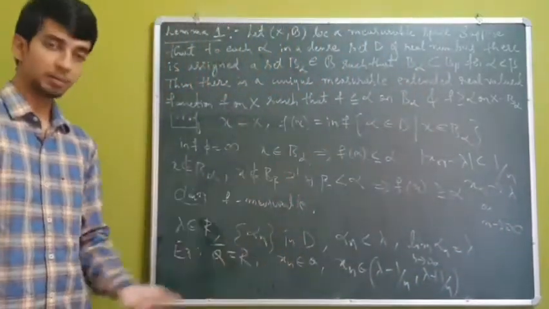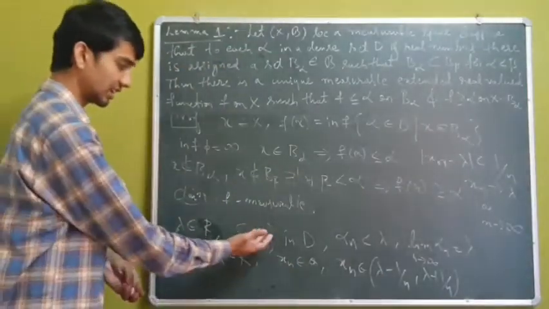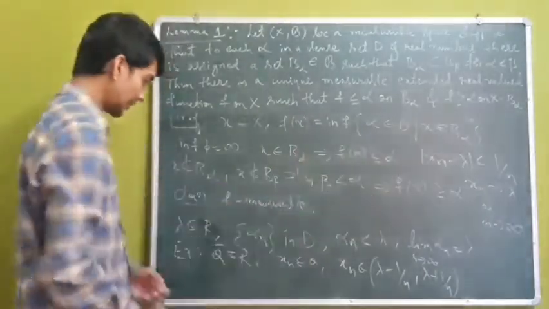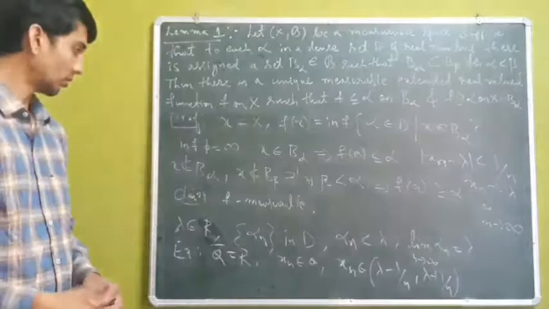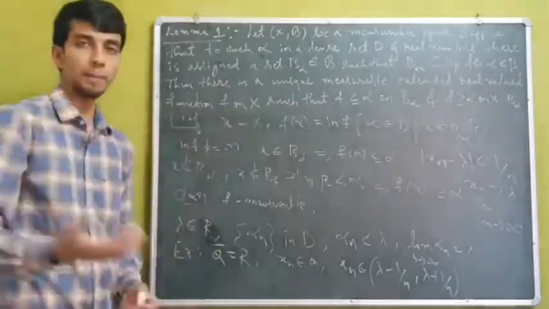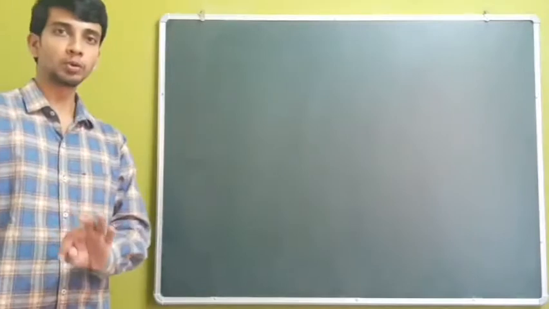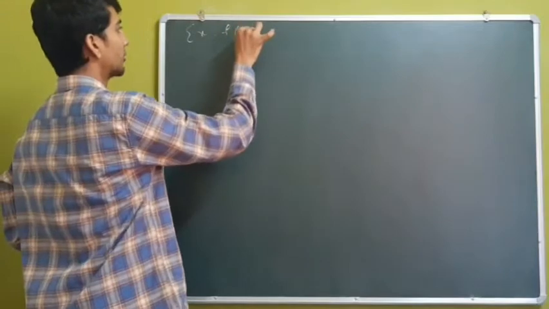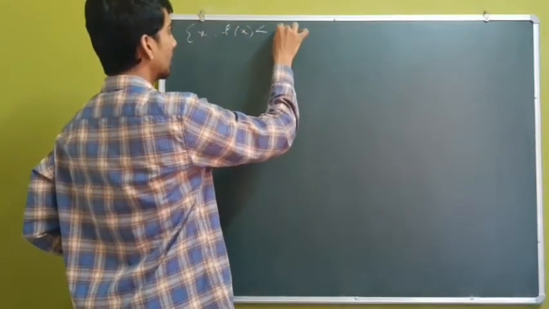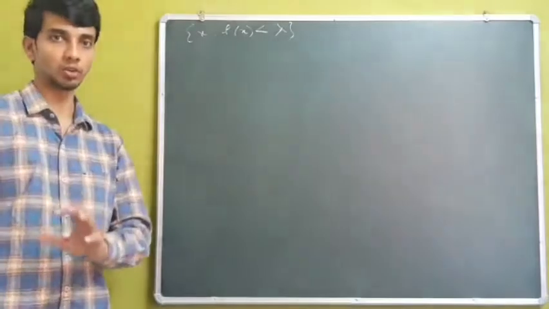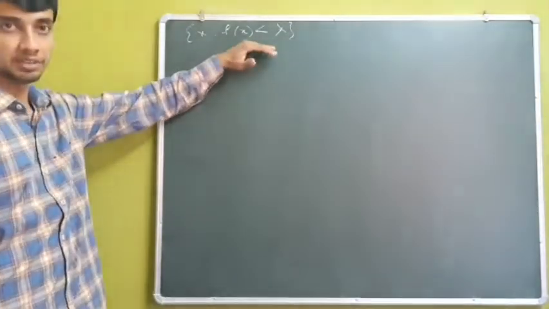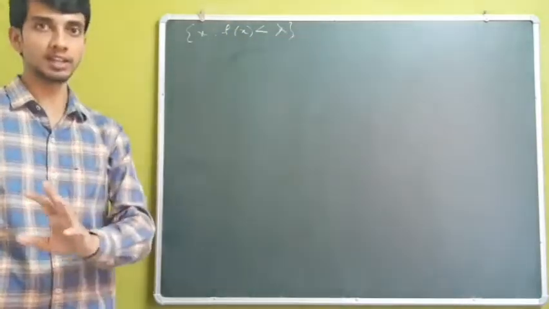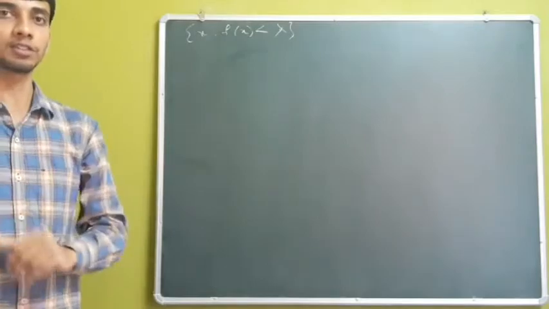So this is the example which justifies choosing such a sequence in the dense set of real numbers, so that the sequence converges to lambda, where lambda is in R. So now we will move on to show that f is measurable. To prove that f is measurable, it is enough to prove that the set of all x such that f of x is less than a real lambda is measurable. If this is measurable, then that implies f is measurable.